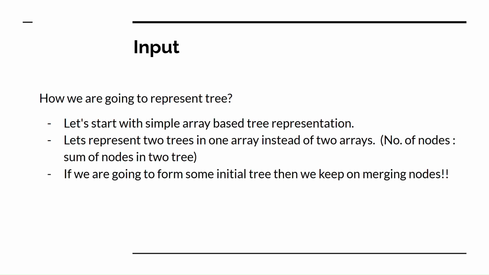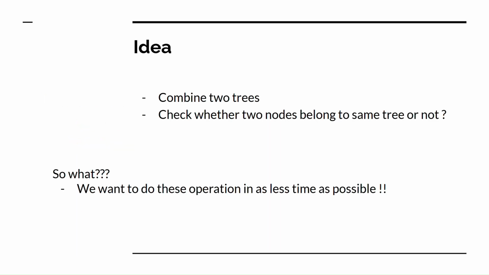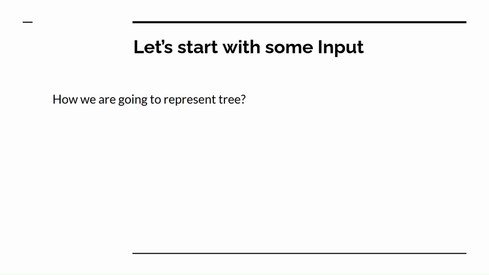If we form some initial trees and then keep on merging nodes, that is, if we are given some initial trees and we want to form an edge between two nodes, we are going to use the combine function of the DSU. That is the combine function: it combines two trees. Combining two nodes will definitely merge those trees.